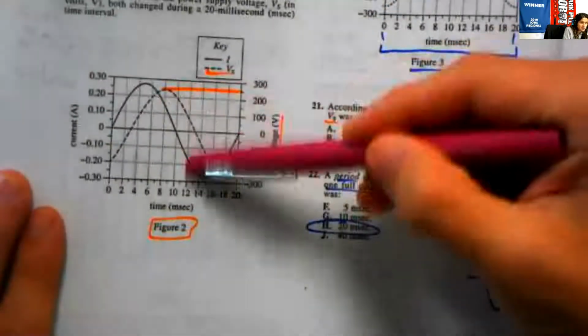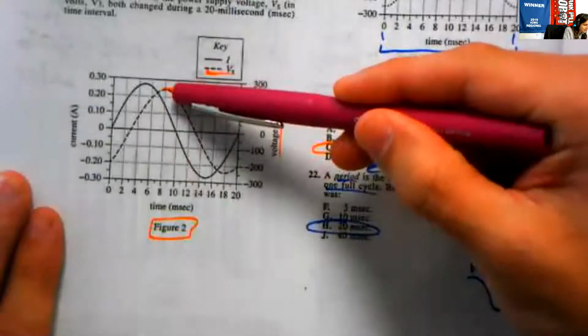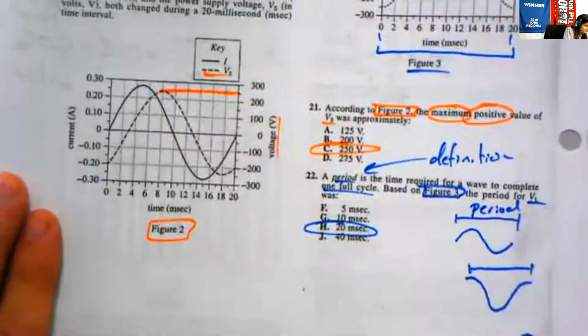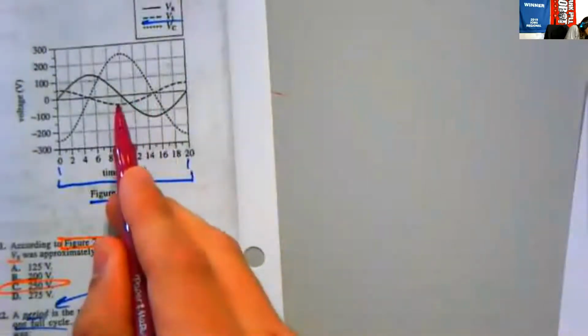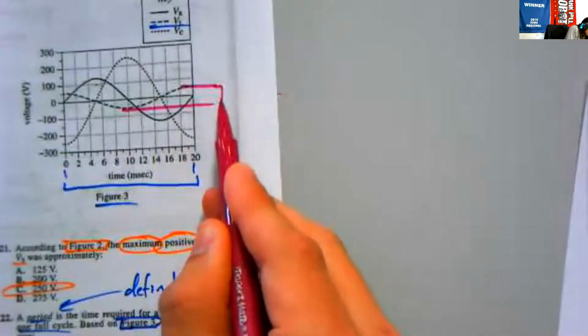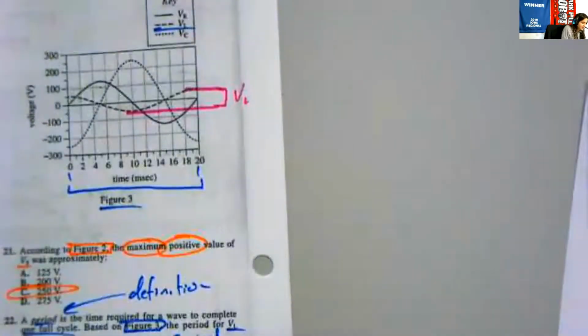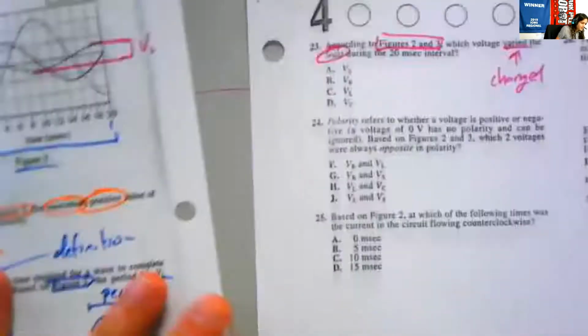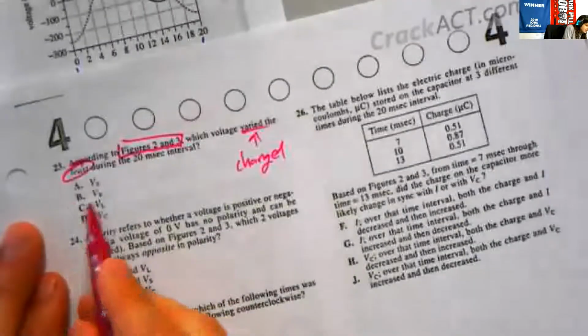Big changes down here from positive 250 to negative 250. Who's got the smallest change here? The smallest variability looks to be for VL. Everything else has a larger variability. So the answer on that one's going to be VL.